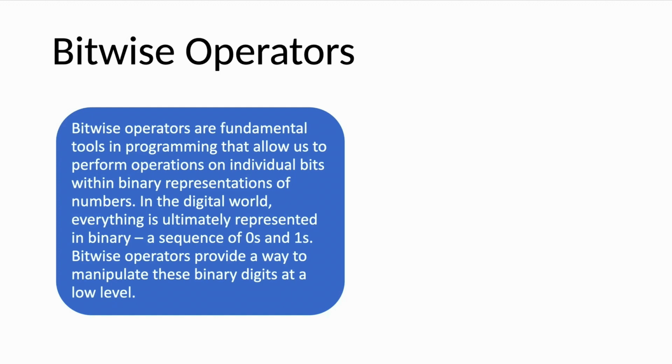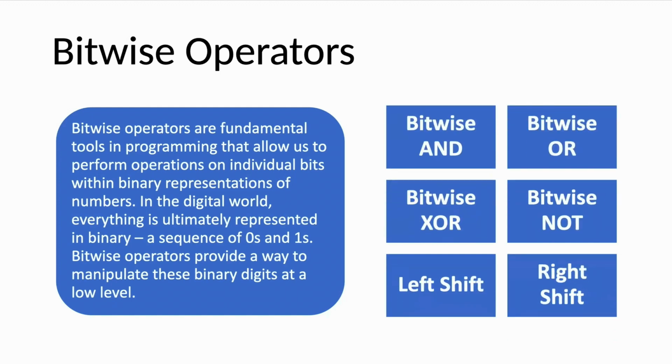Now, having understood the definition of a bitwise operator, let us see what are the different bitwise operators that are available for us to use. So we have the bitwise AND operator, bitwise OR, bitwise XOR, bitwise NOT, left shift, and also the right shift operator. These are the different bitwise operators that we will be understanding in this particular video.